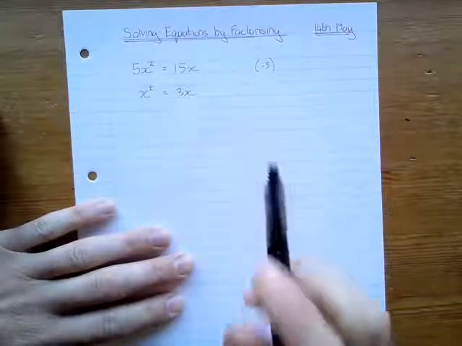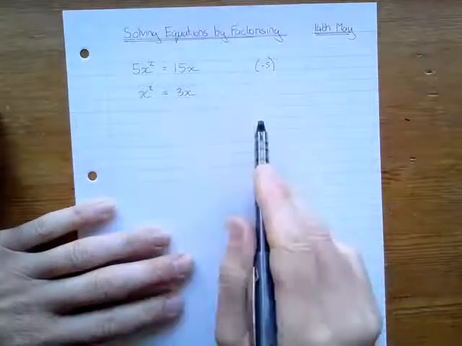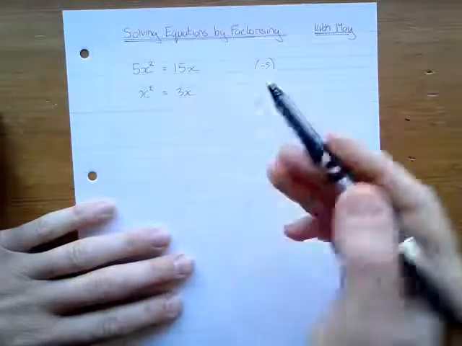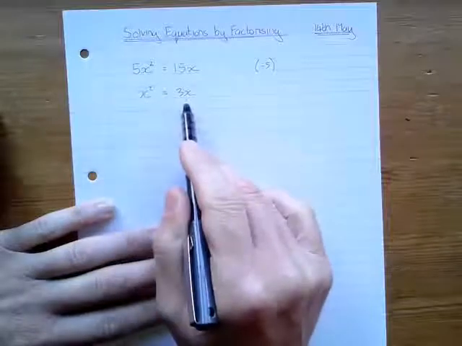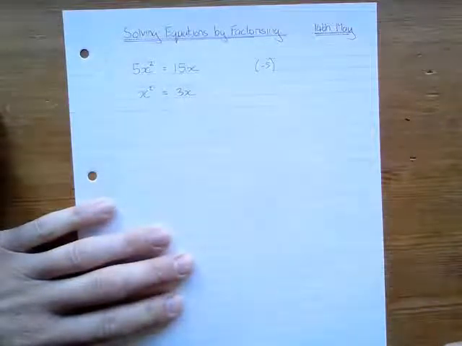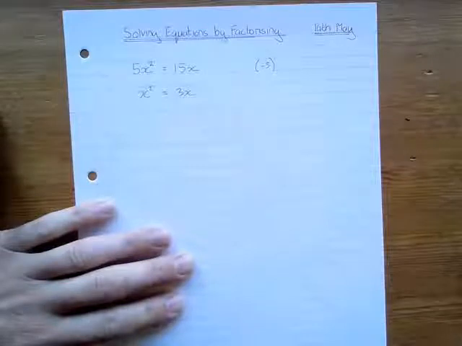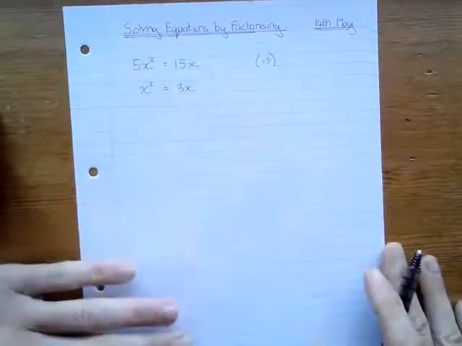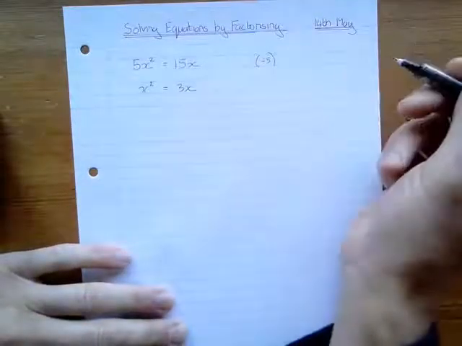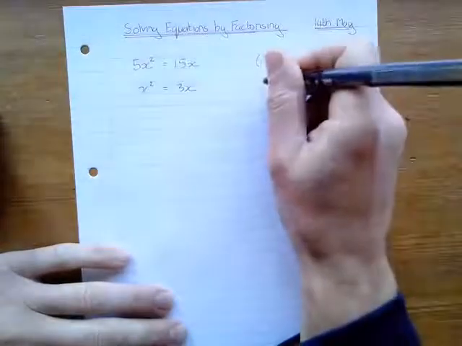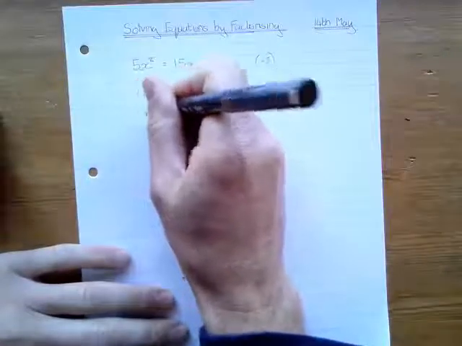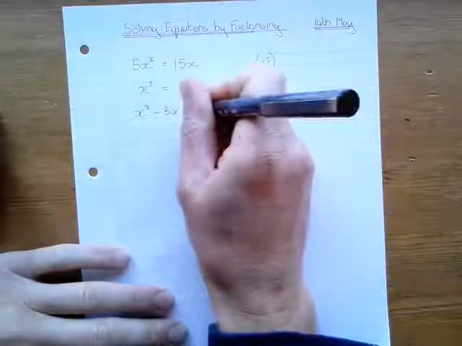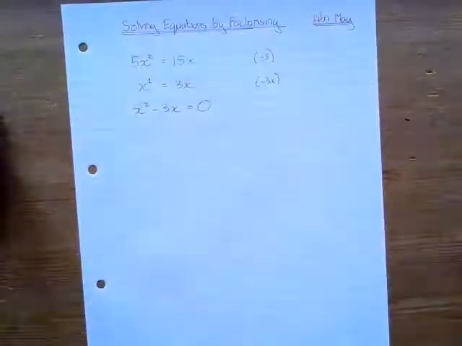Now, the big mistake people make now is to think that the next step is to divide by x. Because if you divide by x, it will just end up being x on this side and 3 on this side, and you're finished. X equals 3. And it's not wrong, but it's not the correct way to actually do this. The correct way is to take away 3x from both sides so that the right hand side has nothing left on it, like so. X squared minus 3x equals 0.